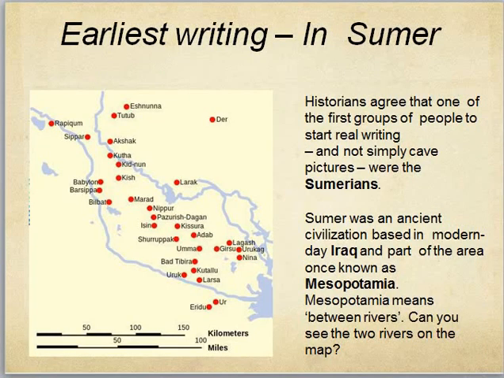Well, now we are going to start the history. Earliest writing in Sumer. Historians agree that one of the first groups of people to start real writing, and not simply cave pictures, were the Sumerians. Sumer was an ancient civilization based in modern-day Iraq and part of the area once known as Mesopotamia. Mesopotamia means between rivers. You can see the two rivers on the map in blue lines.